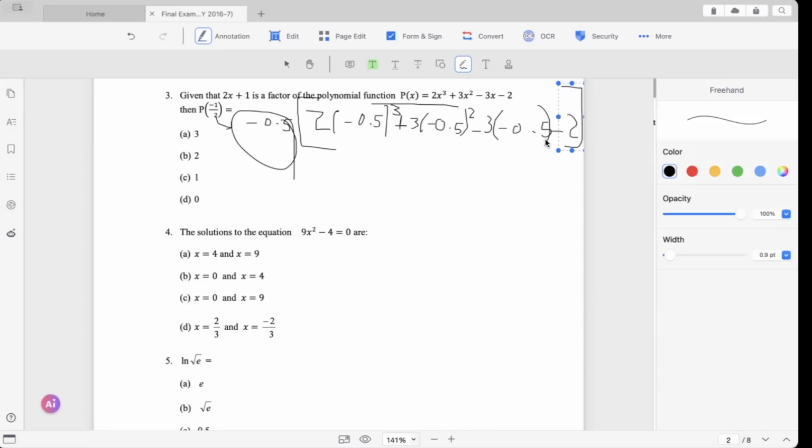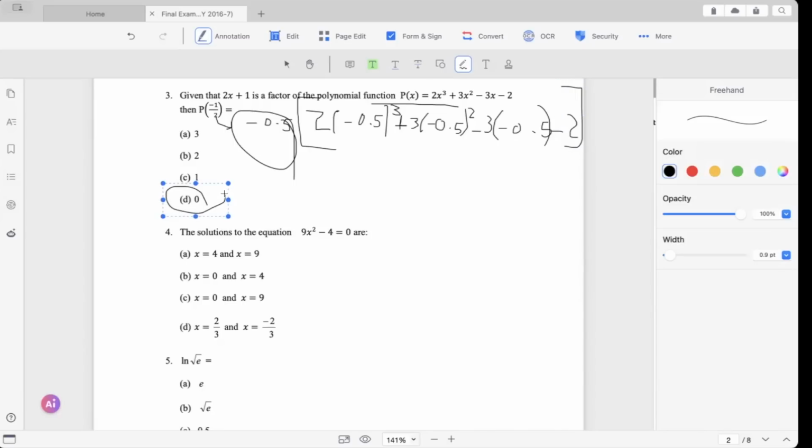If you want me to repeat, I have 2 open bracket minus 0.5, close the bracket, cube. Then you have plus 3, open bracket minus 0.5, close the bracket, square, minus 3, open bracket minus 0.5, close the bracket, minus 2. Now I'm hoping when you enter this, you are getting 0. So therefore, the answer is B.